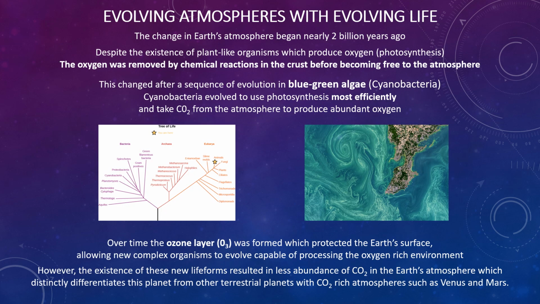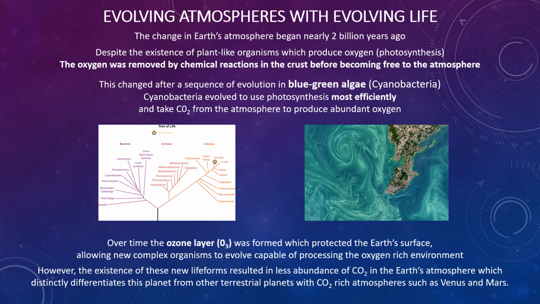Changes in our atmosphere started to occur about 2 billion years ago. So, despite the existence of plant-like organisms that can produce oxygen through photosynthesis, a lot of that oxygen was removed by chemical reactions in the crust before it could be freed to the atmosphere. So, this changed after a sequence of evolution in blue-green algae, the cyanobacteria.